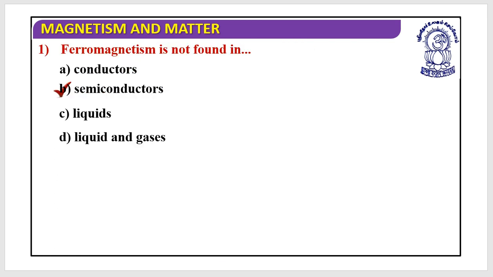Let's look at certain MCQs. Ferromagnetism is not found in, yes, liquids and gases. It is not going to be there in semiconductors. So this would be the correct answer because they have asked not found in.